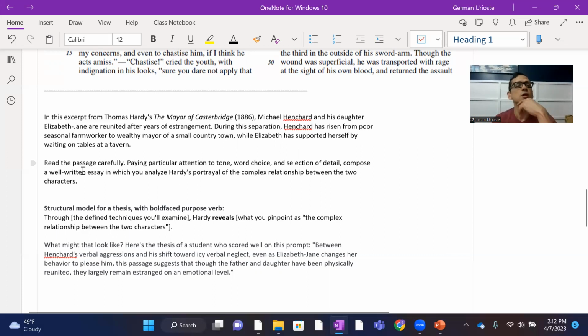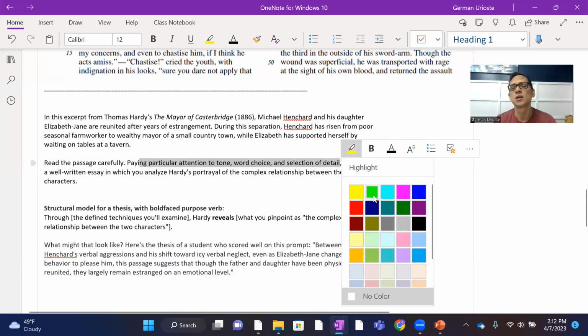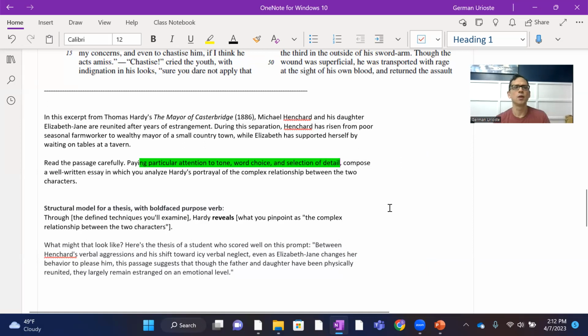After the background, it says, read the passage carefully, paying particular attention to tone, word choice, and selection of detail. Compose a well-written essay in which you analyze Hardy's portrayal of the complex relationship between the two characters. So again, they're asking you to look at specific elements, also called techniques, also called devices, right? So think about tone, word choice, and selection of detail, right?